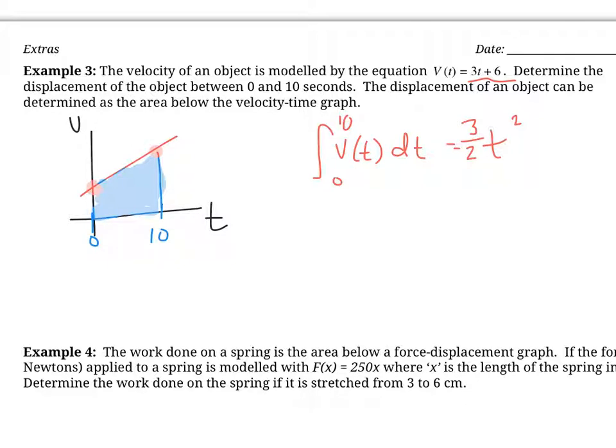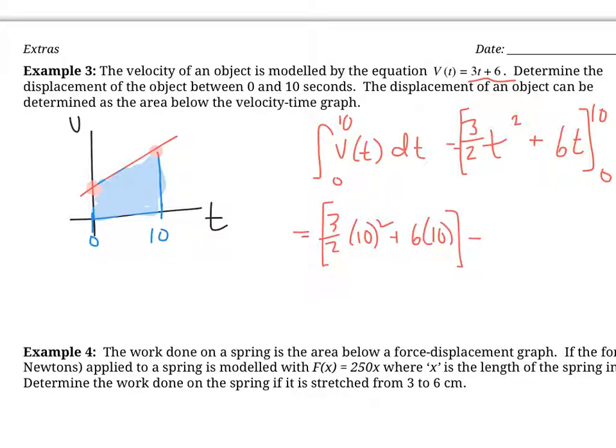So if I take the derivative of 3 over 2 t squared, it's going to give us 3t. And then for the 6 part, it's going to give us 6t, because it's just going to be a linear function. And again, the way we show it, we need to evaluate this at 0 and 10, and then subtract those two things. So we're going to evaluate it at 10 first. So 3 over 2 times 10 squared plus 6 times 10. That's the first part of this. And then the same thing evaluated at 0.